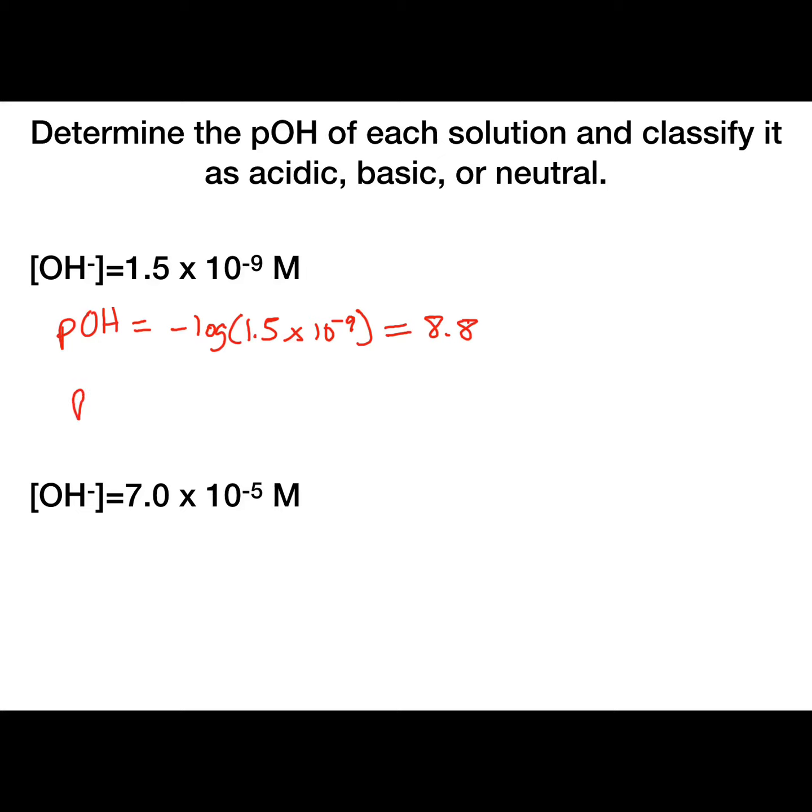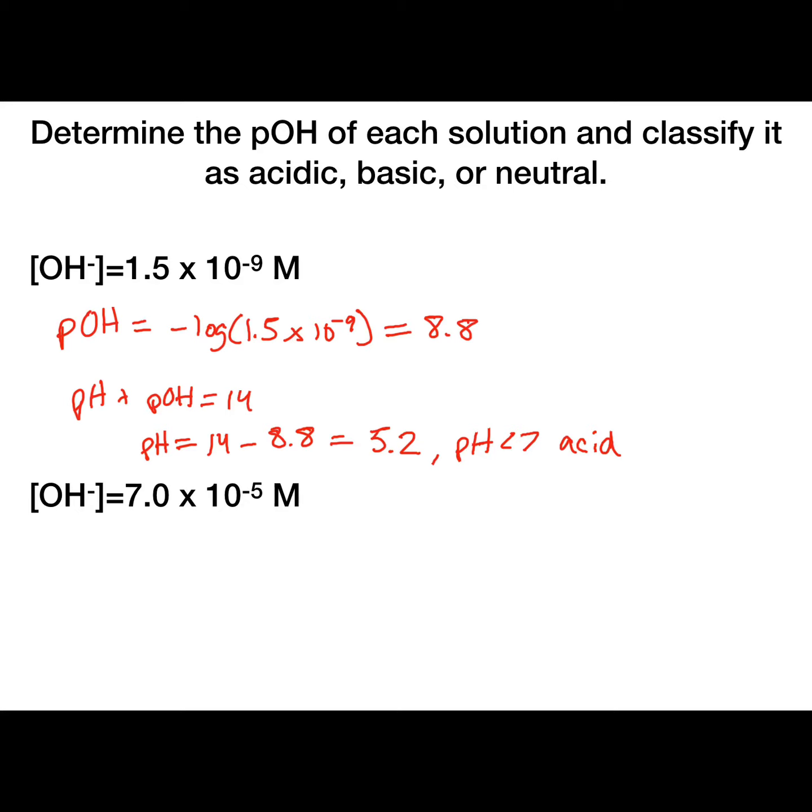So remember, pH plus pOH equals 14. So pH is equal to 14 minus 8.8, which comes up with a pH of 5.2. So since the pH is less than 7, this is an acid. Or it's acidic. There we go.